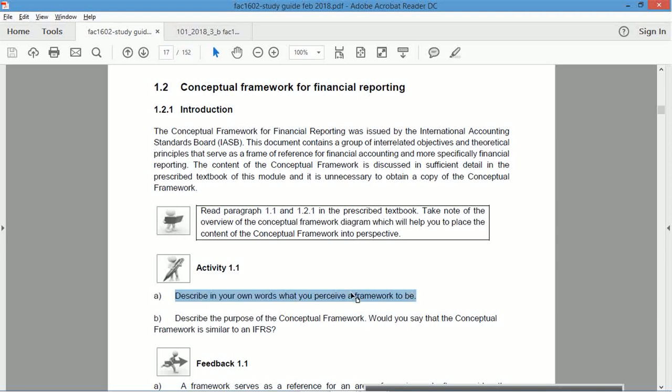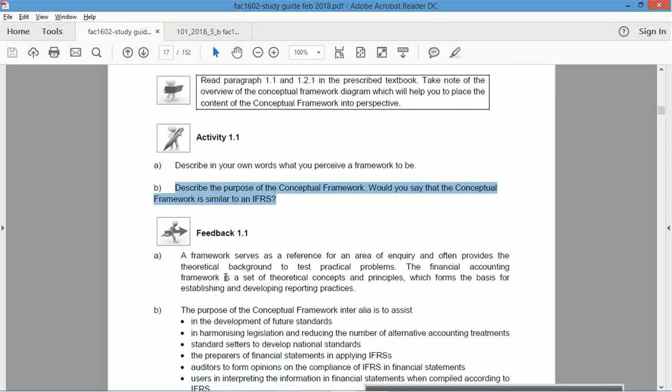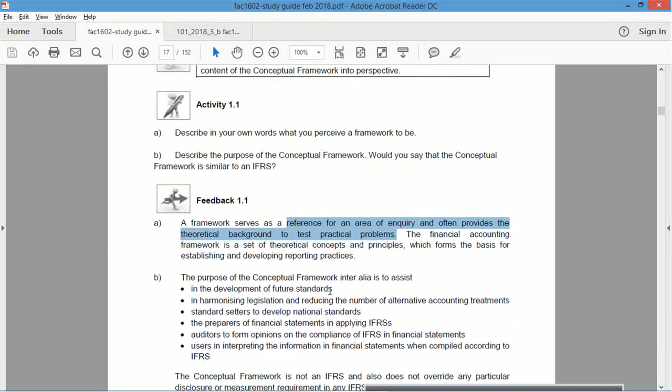because that's framing how we do certain things. So here they talk about what you perceive the framework to be. Okay, so the rules, and then here they talk about the purpose of the conceptual framework. Would you say it's similar to IFRS? So is the framework the rules, or are they two separate things? They're two separate things. So the framework is what we're basing everything on, and the IFRS is just how we actually process things. Right, so here you can see they talk about a reference for the area that provides the theoretical background to test practical problems.